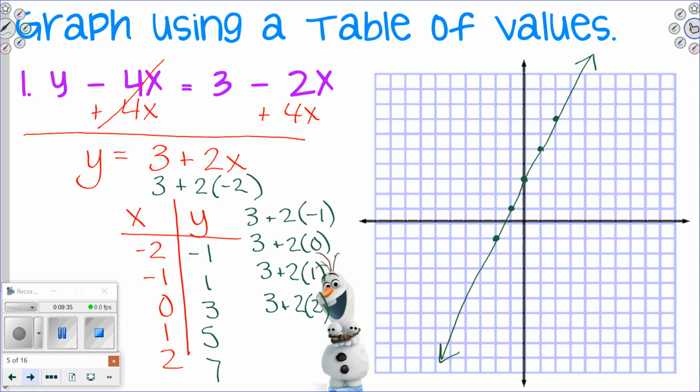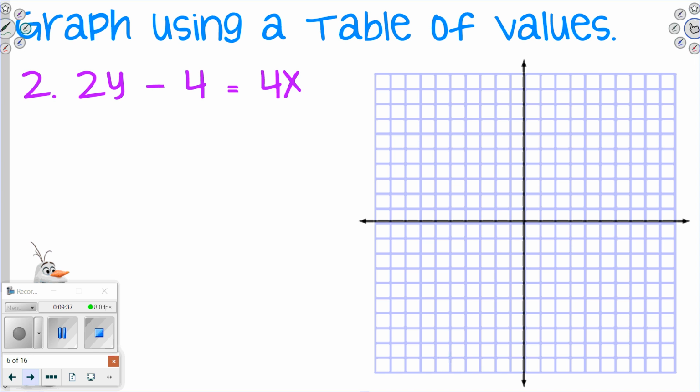That's not bad. All right, number 2. 2y minus 4 equals 4x. What do I have to do first? Good. Add 4.